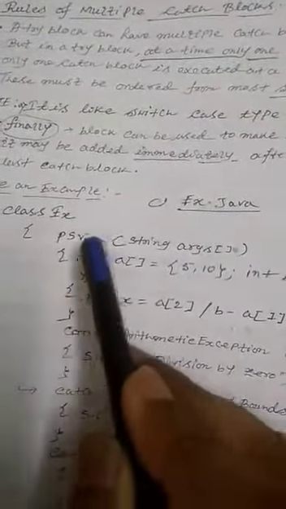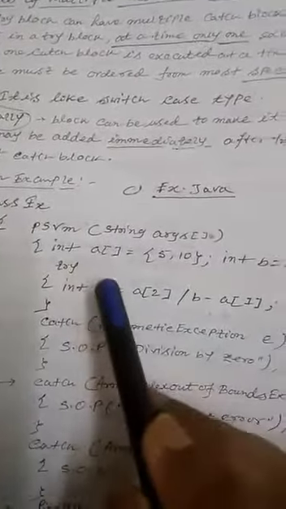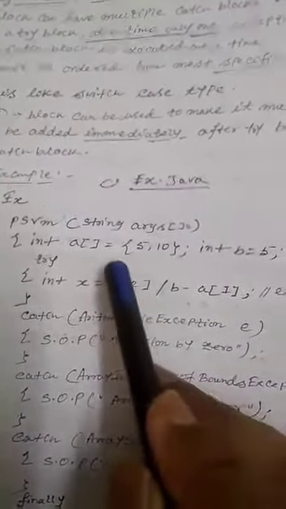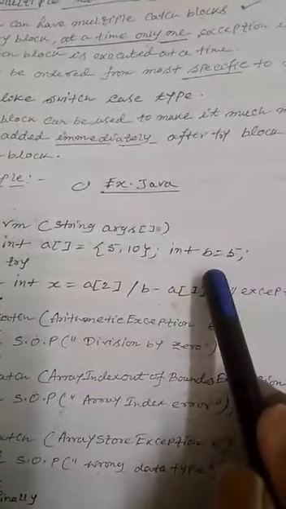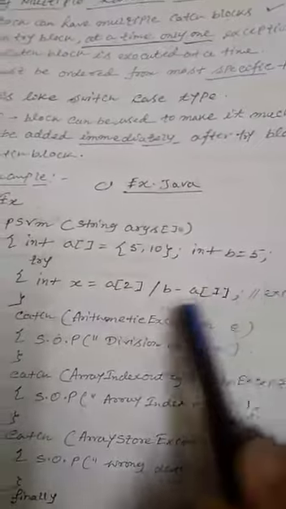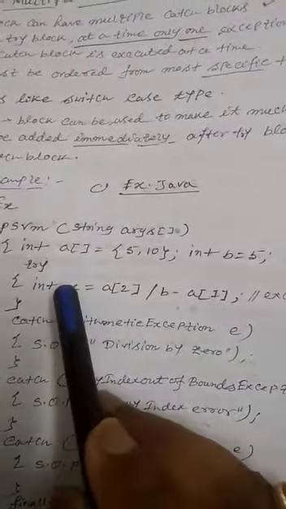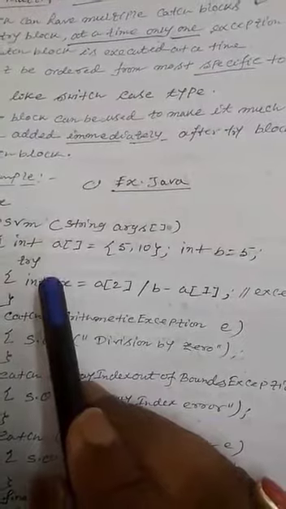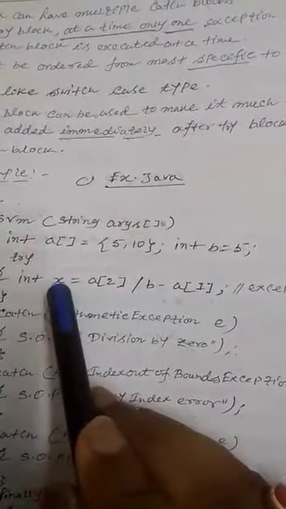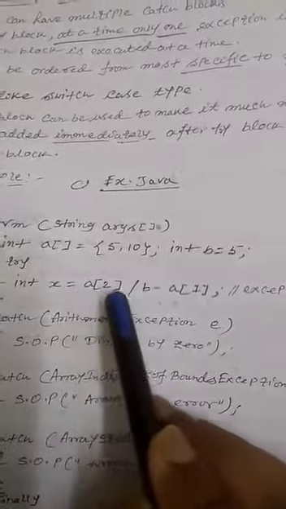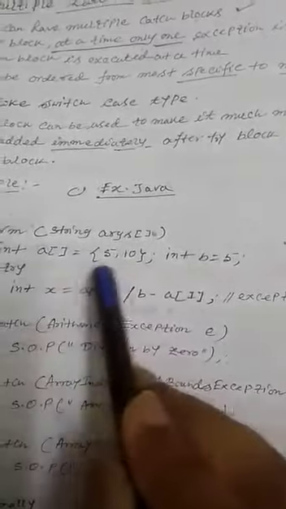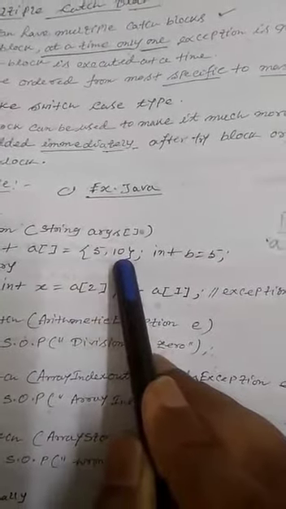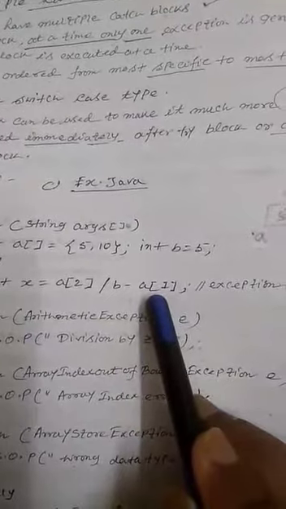Ex.java, because the main method is contained in class ex, public static void main. Within that, an integer array has been declared with the elements 2, 5 and 10, and the variable b has been initialized with 5. Now within the try, that means we want to generate an exception object. We are trying to find the value of x, that is a[2], which is not at all within the array. The array starts with 0 and ends with 1, divided by b minus a[1].